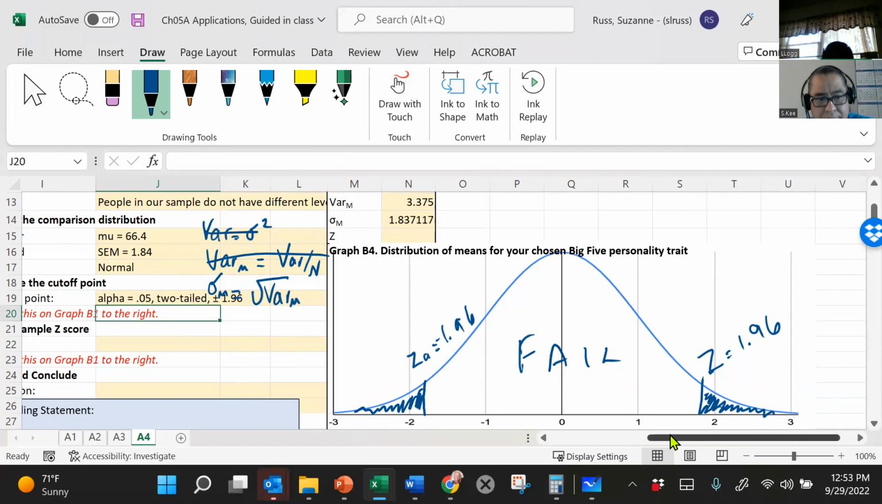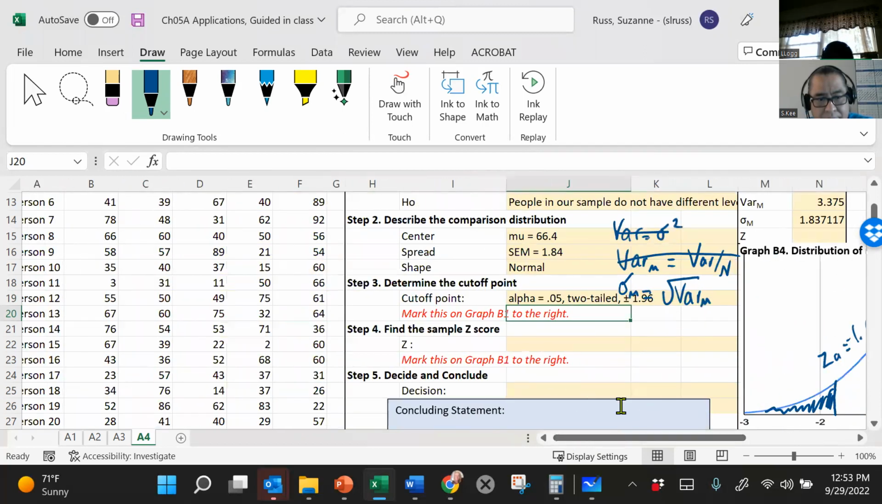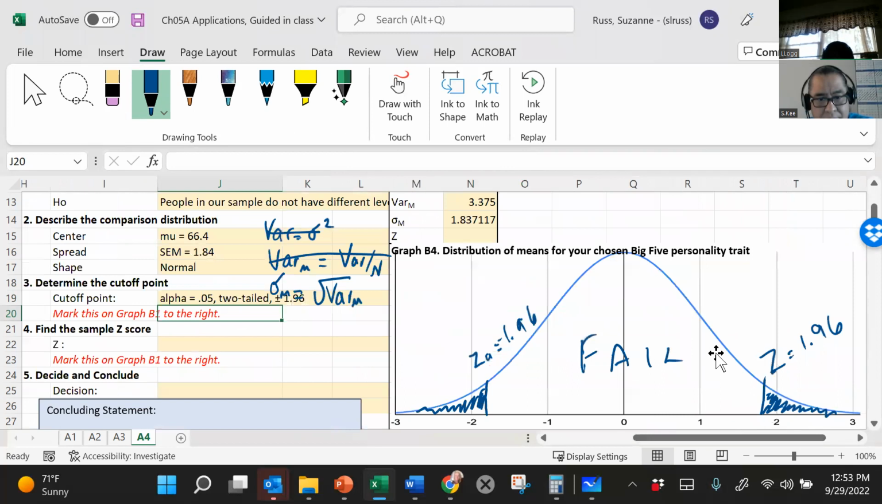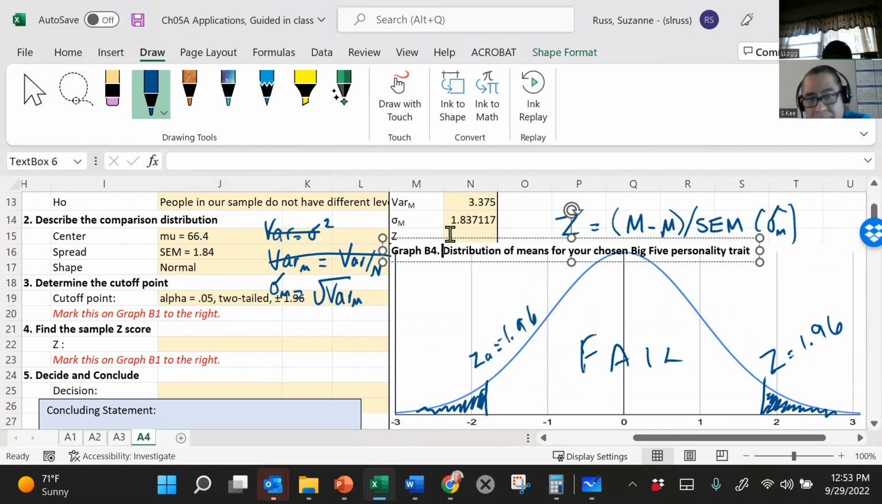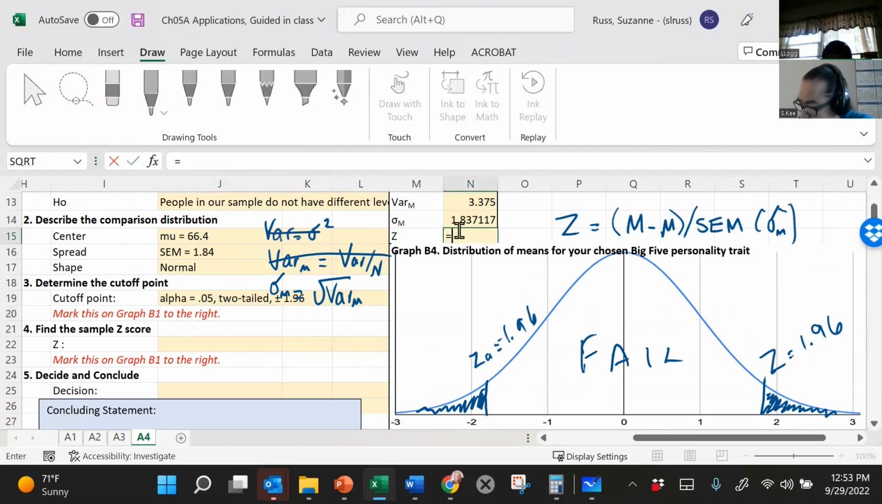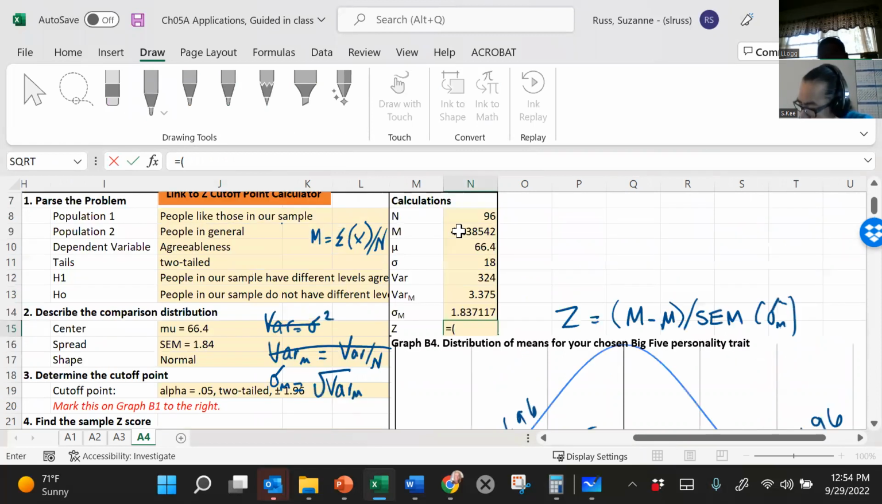Next, we calculate our Z-score. Our Z-score, as you know, is just our sample mean minus our population mean divided by our spread, which is SEM in this case. Or we could say standard deviation for the distribution of means. Let's type that in. Z equals, let's find our sample mean minus our population mean.